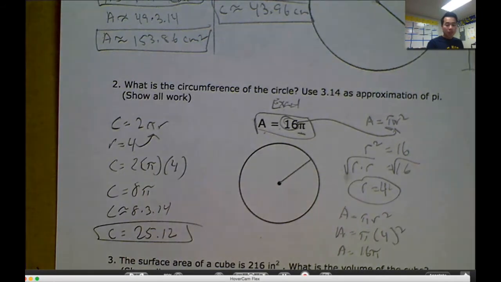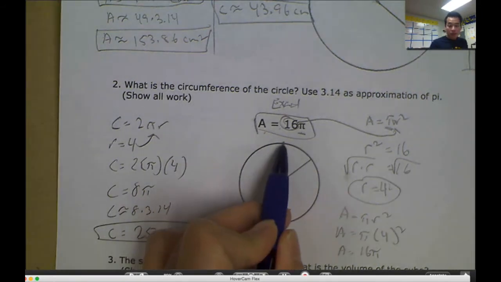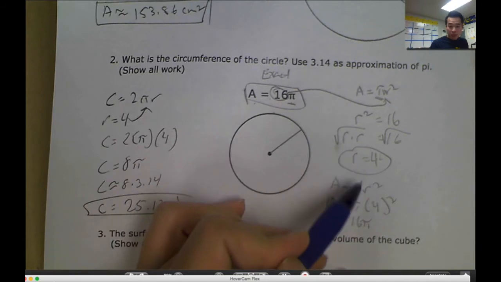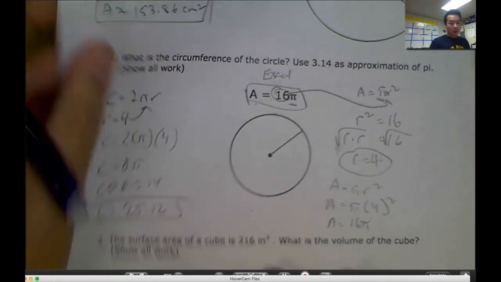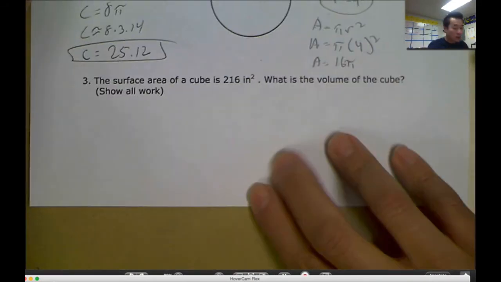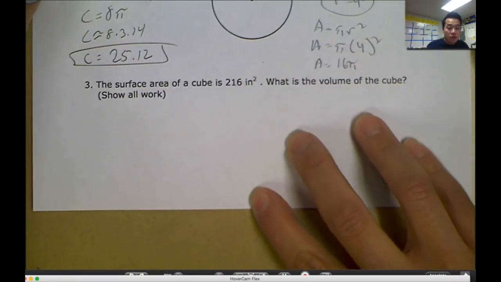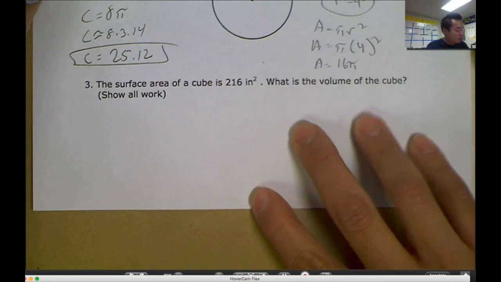Okay, so I gave you exact form in area. You had to find out the radius in order to carry out the circumference formula. Okay. The last one on the first page. The surface area of a cube is 216 inches squared. What is the volume of the cube?